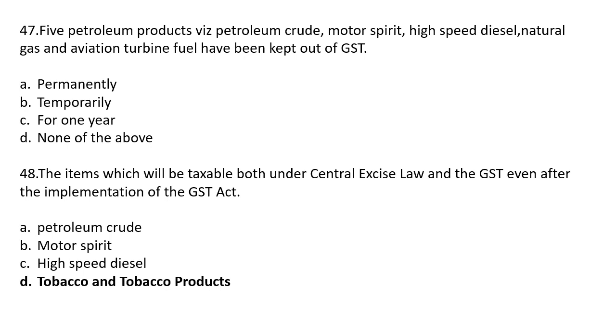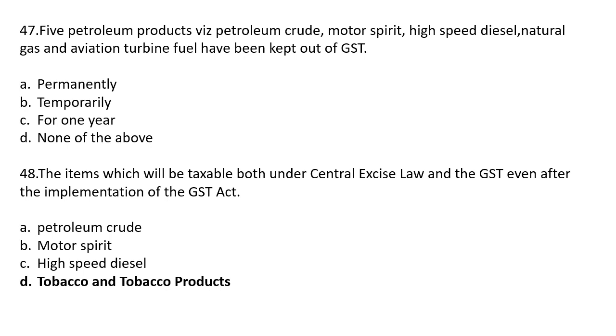Next, five petroleum products: petroleum crude, motor spirit, high-speed diesel, natural gas and aviation turbine fuel have been kept out of GST. Option A permanently, option B temporarily, option C for 1 year, option D none of the above. The correct answer here is option B, temporarily. So five petroleum products are kept out of GST temporarily.